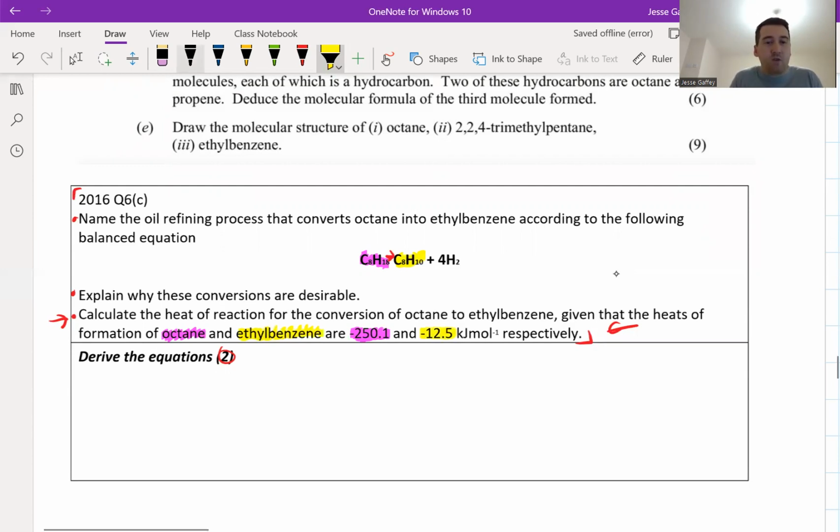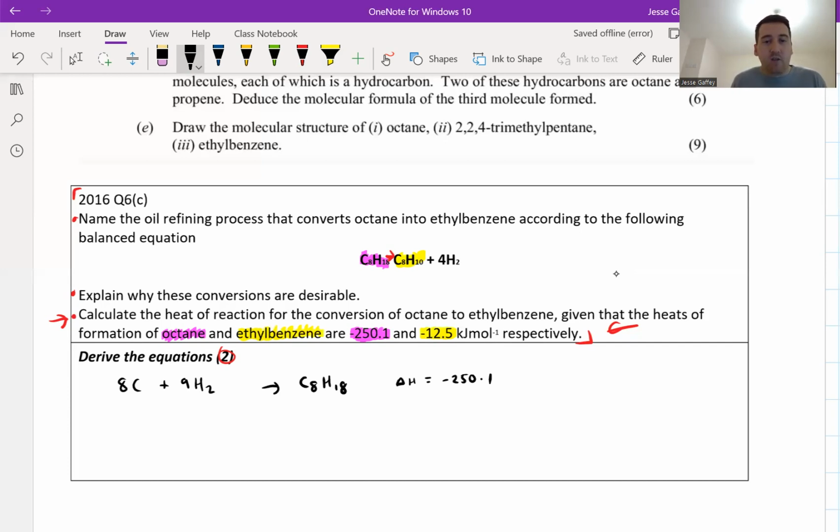Okay, so derive the two equations. Basically, you're doing a heat of formation of octane first. So let's form octane, C8H18, and that forms, of course, from carbon plus H2. Balancing them out, you've got 8 Cs plus 9 H2s, and that has a delta H value equal to minus 250.1. If you weren't able to do that one, I'm going to ask you now to pause the video and do the second one.